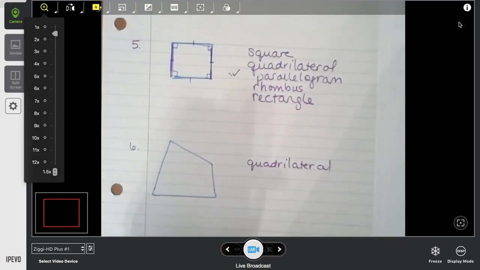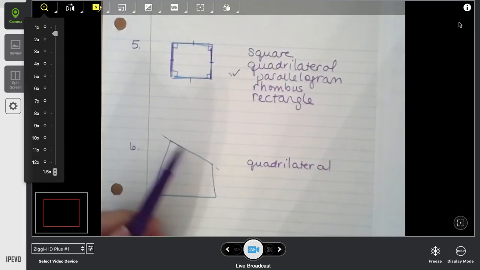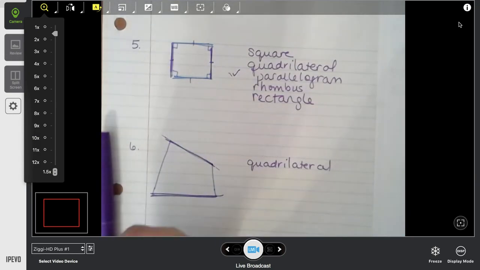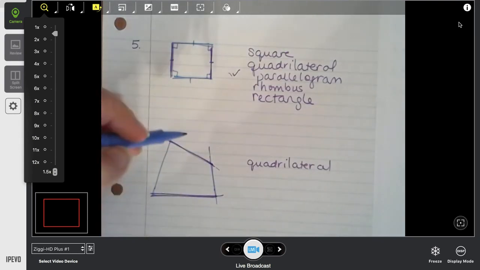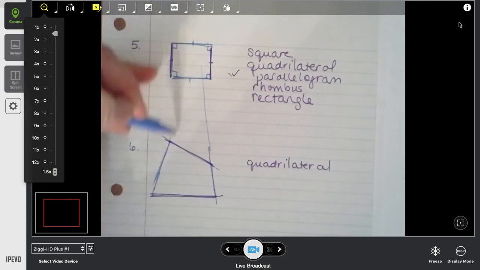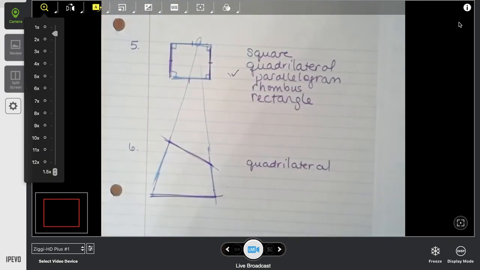Does it have 2 pairs of parallel sides? This side is not parallel to that side. They will cross. This side is not parallel to this side. Eventually, way up here, they will intersect. So they're not parallel. So it's not a parallelogram.